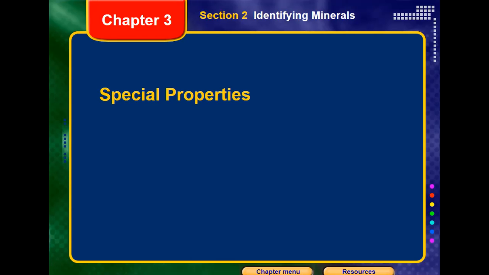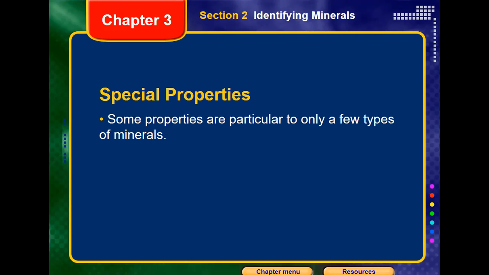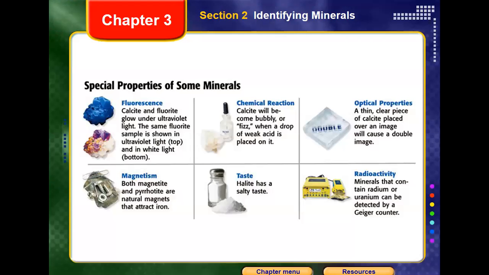What are these special properties? Let's take an example. Fluorescence. What do I mean by fluorescence? The ability to glow under ultraviolet radiation. That means some minerals, when exposed to ultraviolet radiation, start to glow, or they emit a kind of light. Calcite and fluorite are both able to do this. So that's a special property for fluorite and calcite, that they are able to emit light under ultraviolet radiation.